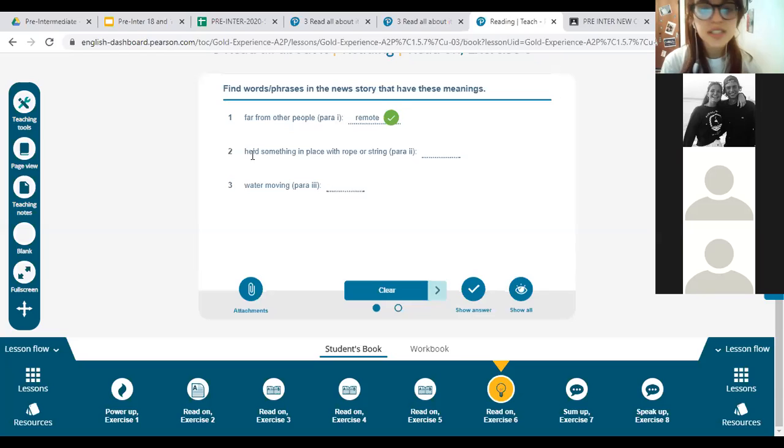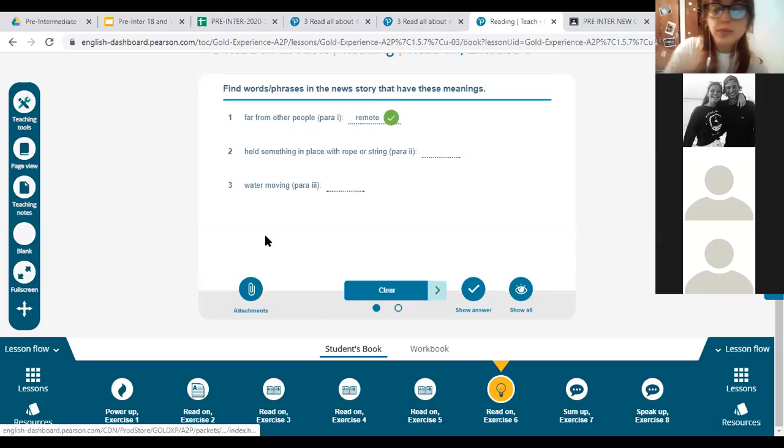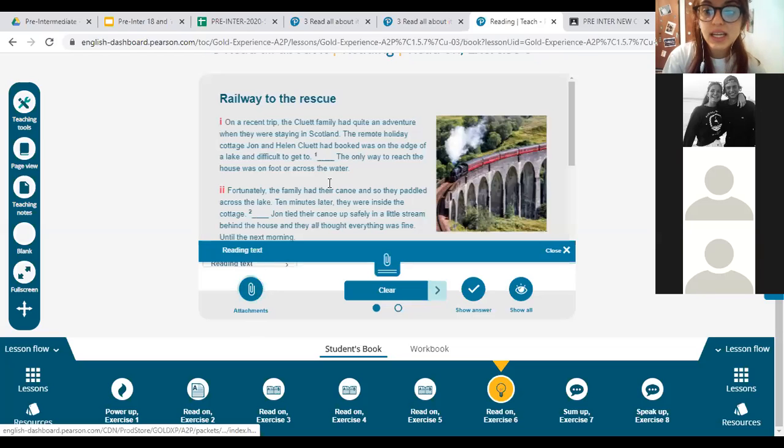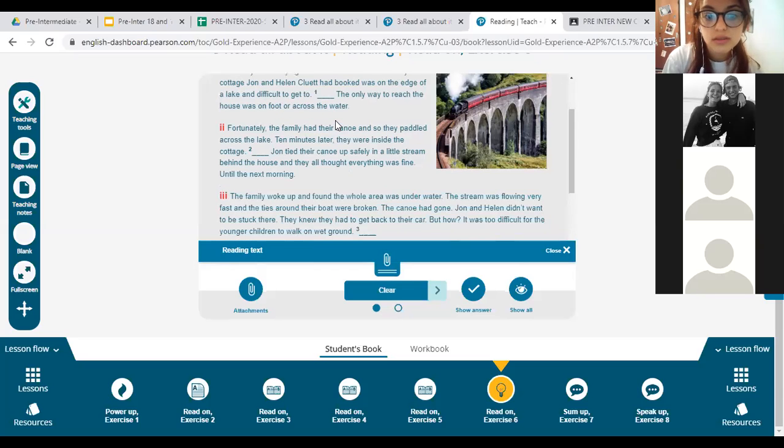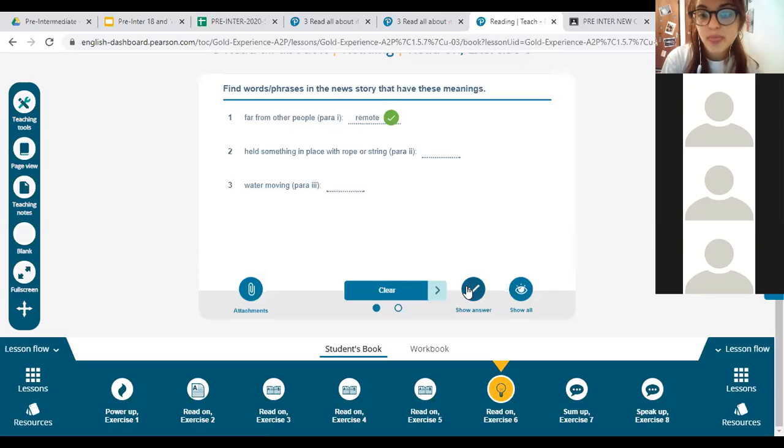Okay. The second one is in the second paragraph, and it is held something in place with rope or string. We need a verb here that is in the past tense. What is to hold in place with a rope? Mantener en el lugar con una soga. Tied. Good. Tied the canoe up. The verb is to tie up.